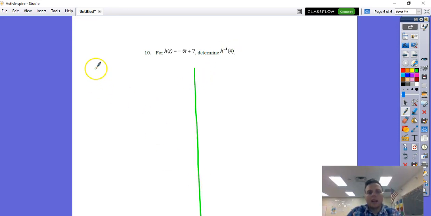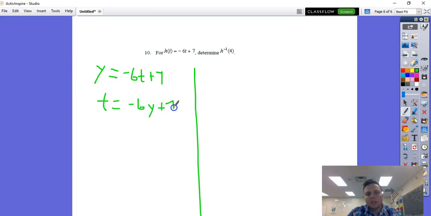The first way is simply to first find the inverse of h of t. So here's h of t. I'm going to start out replacing the h of t with a y. So I say y is equal to negative 6t plus 7. Okay, and then I switch the y and the t. So now I get t is equal to negative 6y plus 7.